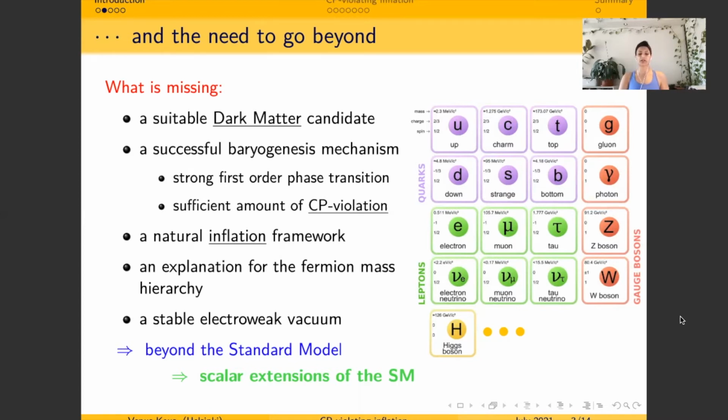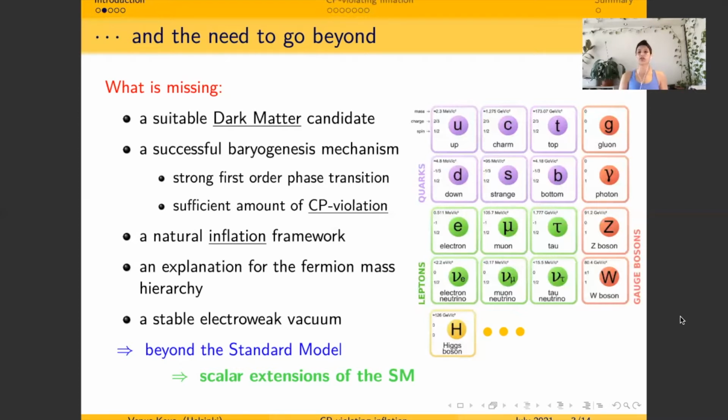The reason is that the electroweak phase transition in the standard model is not a first order phase transition, and the amount of CP violation in the standard model is about 11 orders of magnitude below what is required for baryon asymmetry. Also, the standard model fails to provide a natural inflation framework. The fermion masses are basically free parameters that are measured, and they differ by a few orders of magnitude, and the standard model gives no explanation why. Also, the electroweak vacuum doesn't seem to be stable, and the standard model doesn't explain why the vacuum hasn't decayed to a deeper minimum.